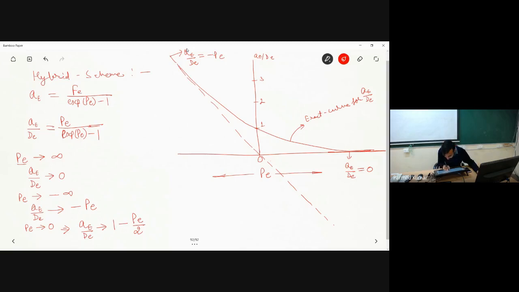So that is something I can do. At this curve, I can draw some tangent. Okay. So I will be drawing a tangent over here, and this tangent will be representing the equation of line as AE divided by DE equal to 1 minus Peclet number divided by 2.